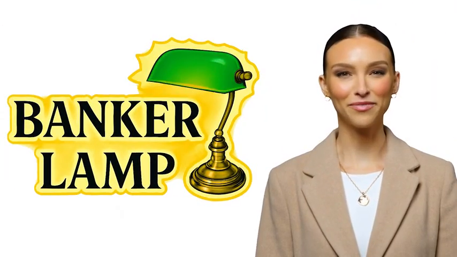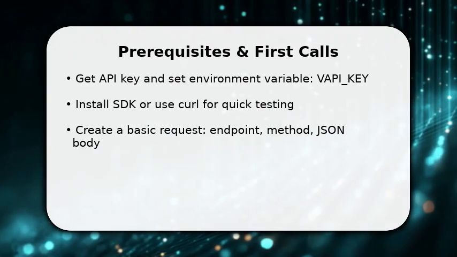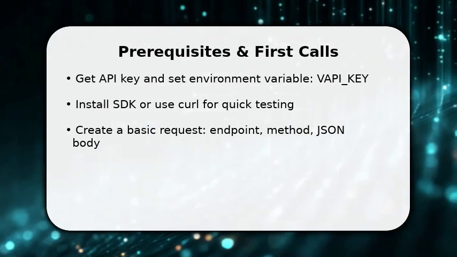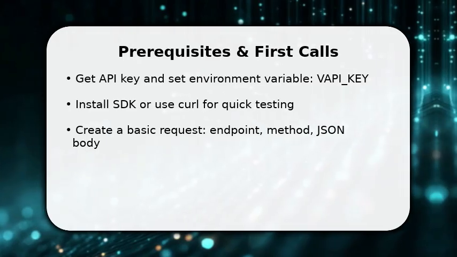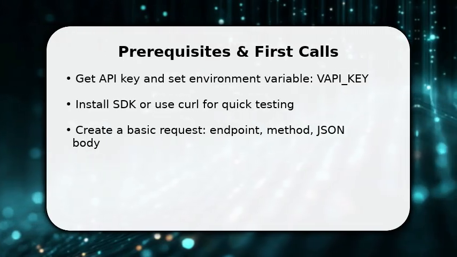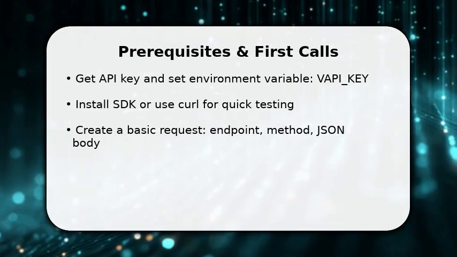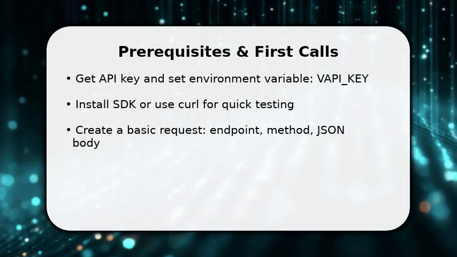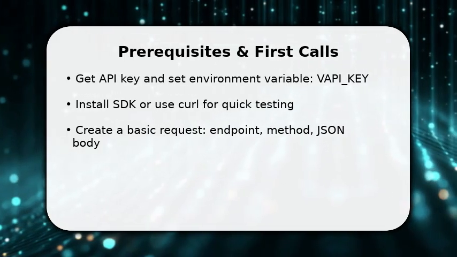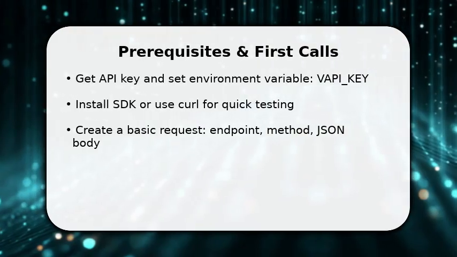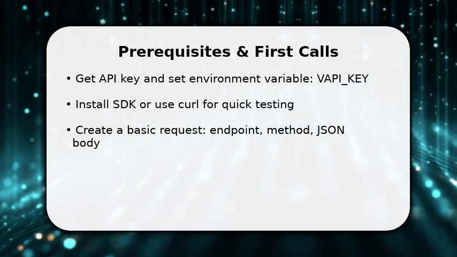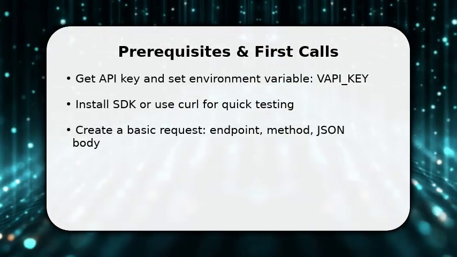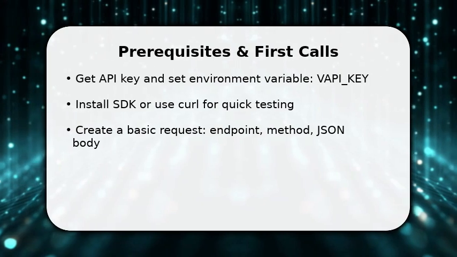You start by ensuring you have your Vapi key and a configured environment variable so requests authenticate securely. Once done, install the official SDK or confirm curl works. This speeds debugging. Next, build your first request with the proper endpoint, HTTP method, and a minimal JSON body to validate connectivity. Make sure to set headers like content type and authorization. This first call confirms your network, auth, and basic request structure before adding complexity.